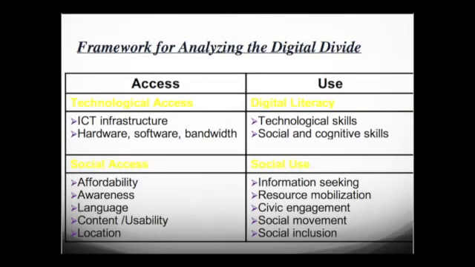Now, framework for analysis: what are the major issues that could be looked up, or, to just give a kind of analytical framework. It could be technological access, which would be in terms of infrastructure, broadband, software, etc. Social access would include affordability, awareness, language, content and usability, location, literacy, digital literacy is important, technological skills, social and cognitive skills. See, today technology is comparatively user-friendly. It doesn't take much to learn it. But the kind of hesitation is still there.